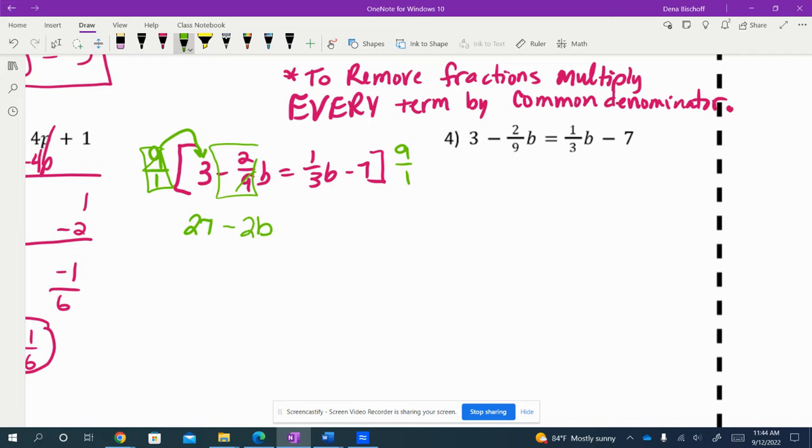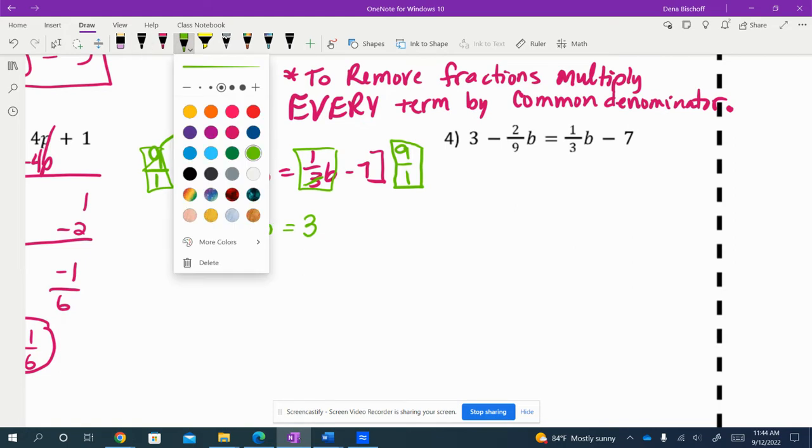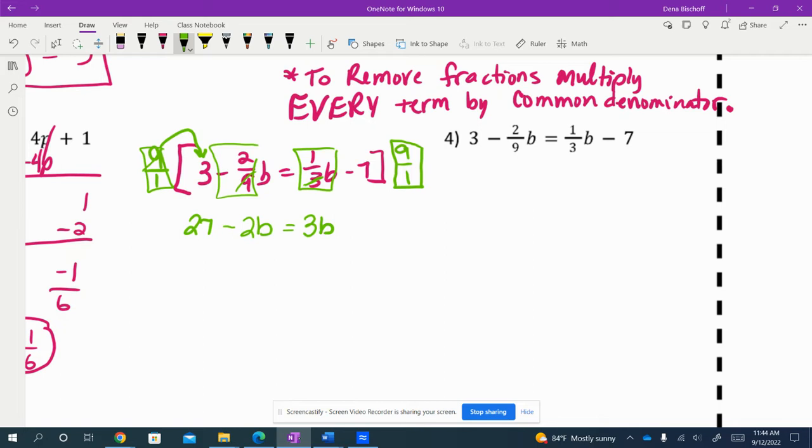Are you with me? Now I'm going to multiply the 9 by 1/3. 3 will go into itself one time. 3 will go into 9 how many times? 3. So 3 times 1 is 3b. You could also think of it as what is 1/3 of 9, or 9 divided by 3. And then the last one is, dang it, sorry. My b was smushed right up there. 9 times 7 is 63, and it's negative. So I multiplied every single thing by 9.